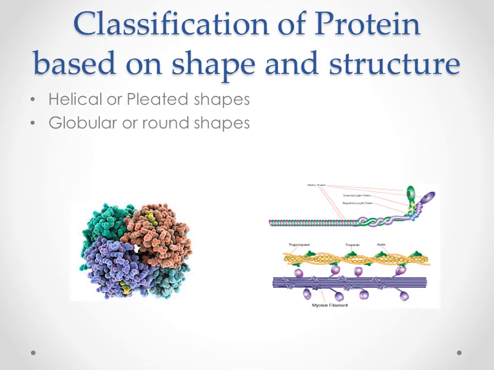Classification of protein based on shape and structure. The helical or pleated shapes, like myosin in the muscle, and globular or round shapes, like hemoglobin, hormones, and enzymes.